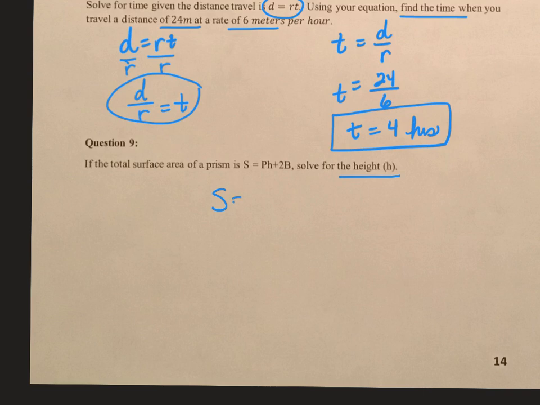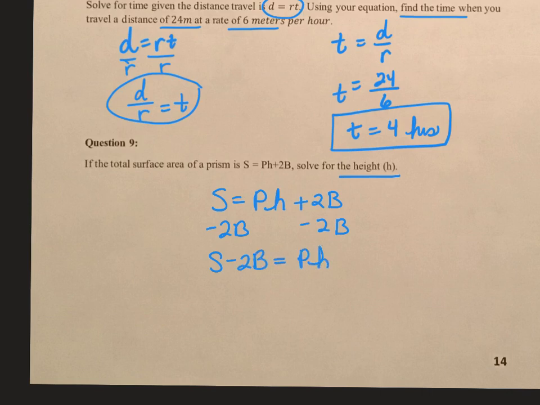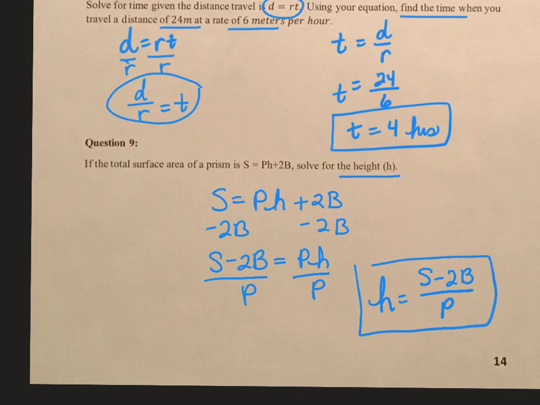So if I have surface area equals perimeter times height plus 2b, 2 times my base area. Solving for my height, I need to subtract the 2b minus 2b. So I'm left with S minus 2b equals P times H. Okay, now to get H by itself, I just divide by P. So to solve for the height, my equation would be S minus 2b divided by P. And that is my answer.